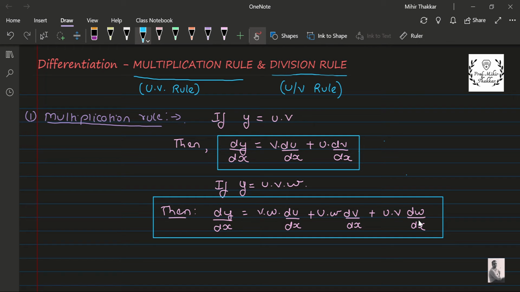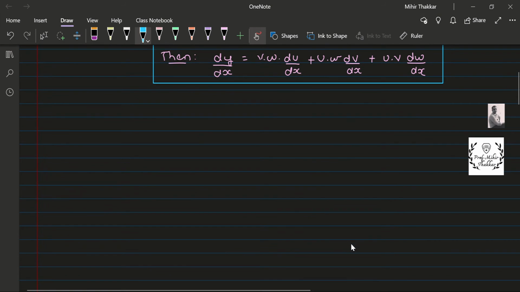Yes, let's see some examples for this and then we will go to our second rule, which is the division rule.